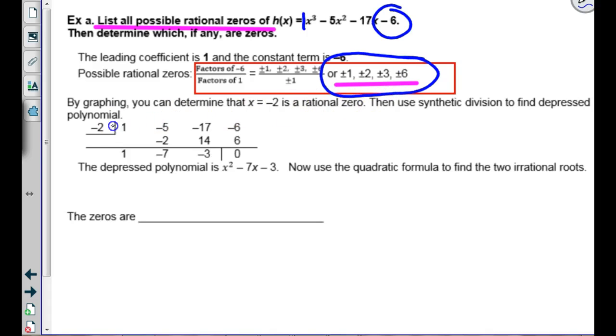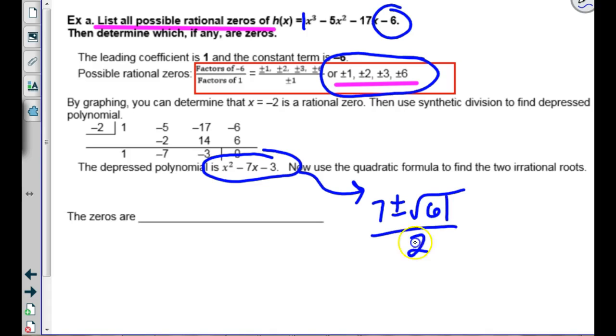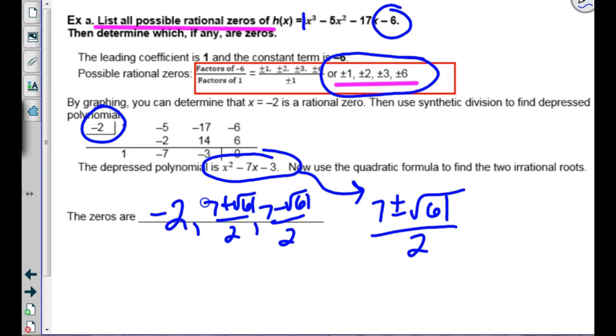Then we graphed it. We determined that -2 was a zero. The depressed polynomial was here. Did we do the quadratic? I feel like we skipped that part. So it was 7 plus or minus square root of 61 over 2. The zeros were -2 from the graph, and then 7 plus square root of 61 over 2 and 7 minus square root of 61 over 2. And that came from the quadratic formula.